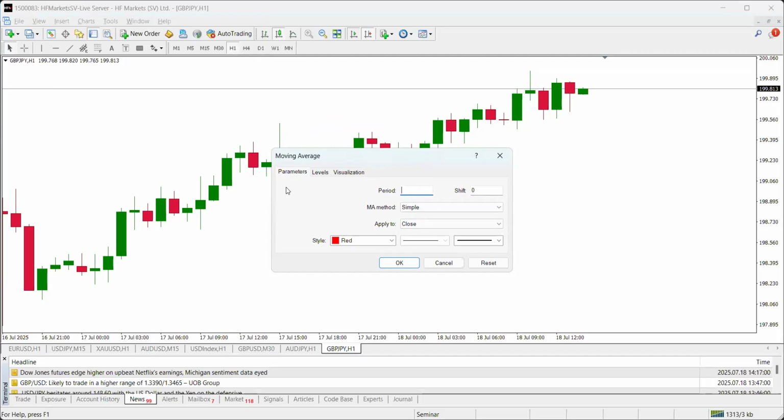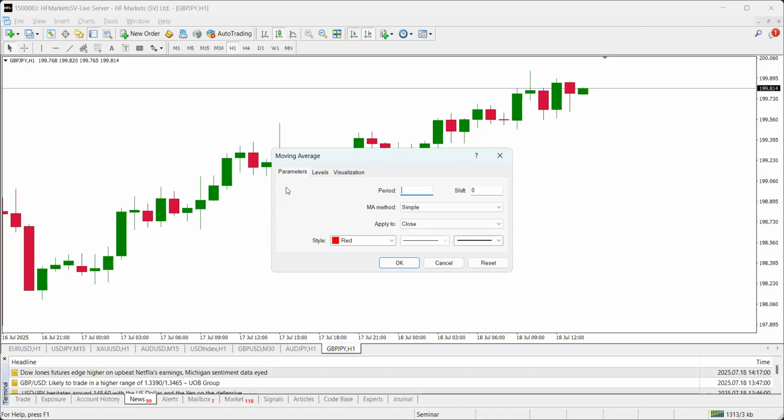Now, what period do we use? It depends on different traders and different strategies. Different traders use different things to measure moving averages. The momentum strategy, for example, that we use at HFM as well, has a lot to do with the 50 simple moving average. It has a lot to do with 50. We like to use 50 as well, particularly if you're a day trader.